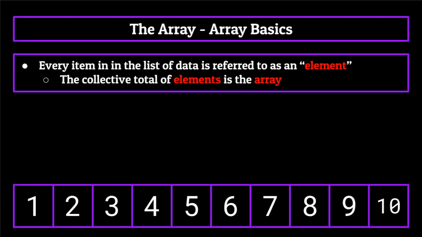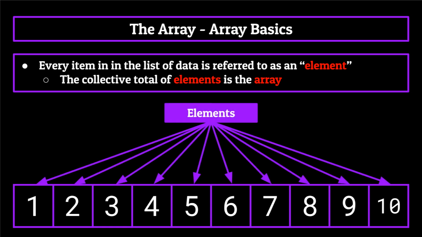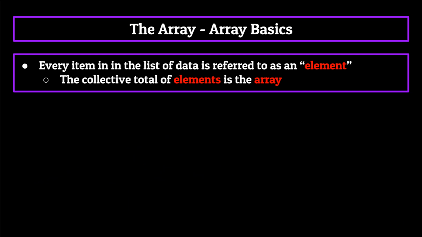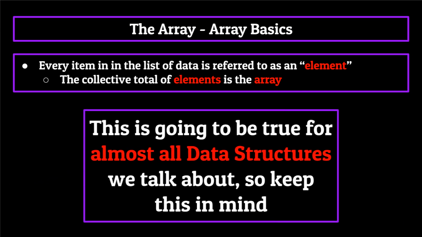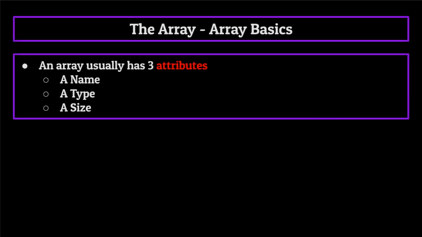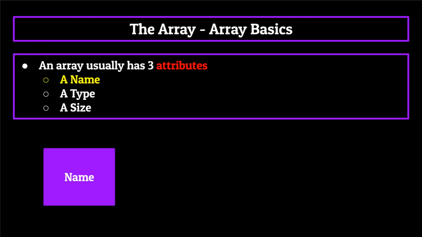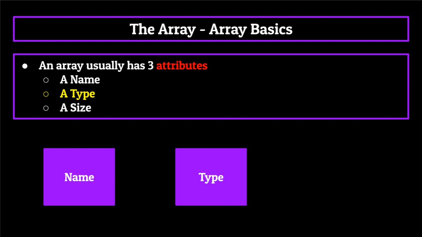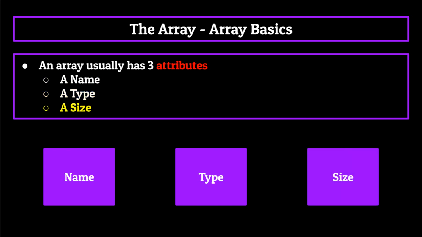Every item contained within the array is referred to as an element of that array, and we call the collective total of elements the array. This is going to be true for almost all data structures we talk about, by the way, so just keep that in mind. An array will also have three attributes associated with it, the first being a name for the array, the second a type for the array, and the third a size for the array. Let's start with the name.